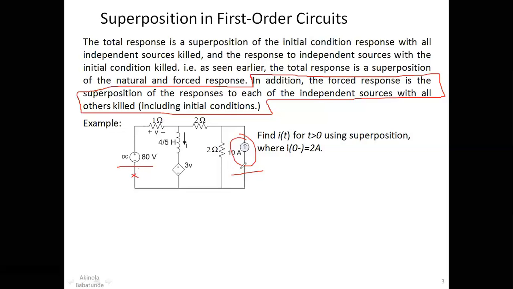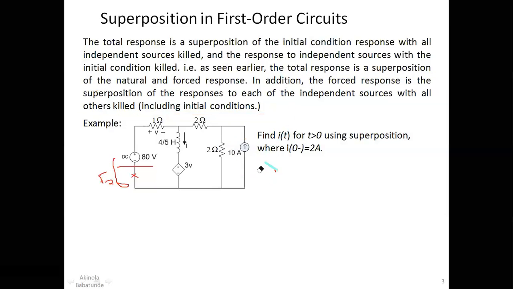The response you get here is going to be a forced response. You could call this forced response 1, and then the response you get here will be another forced response. You could call this forced response 2. Adding both forced responses together gives the total forced response that we have. While you are killing one of the independent sources to get the forced response, you kill the initial conditions too. So this is how we're going to deal with this kind of problem. Let's get started with an example. You will get a better understanding of what we're talking about.